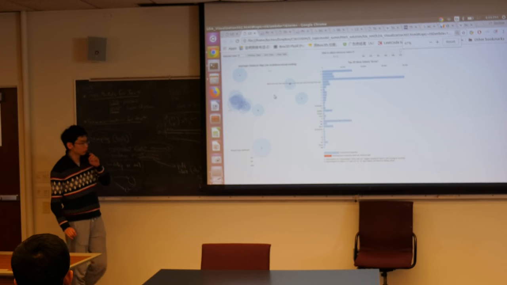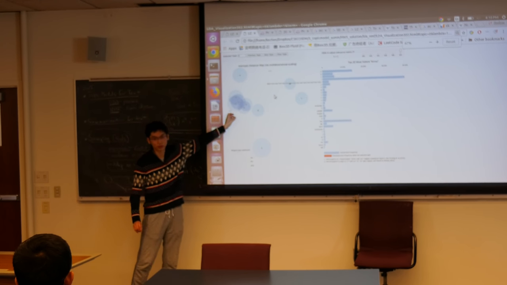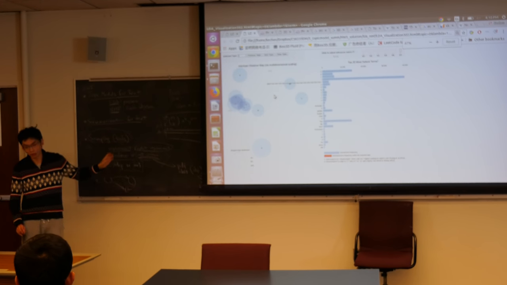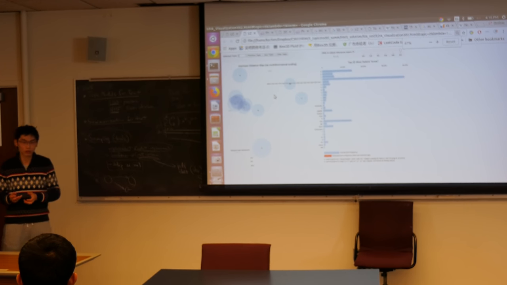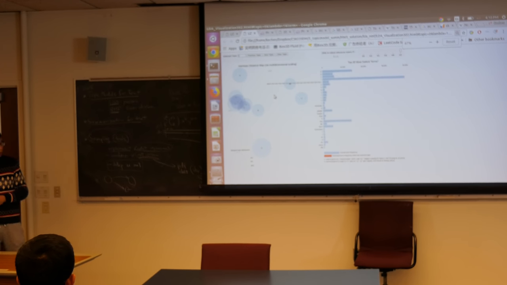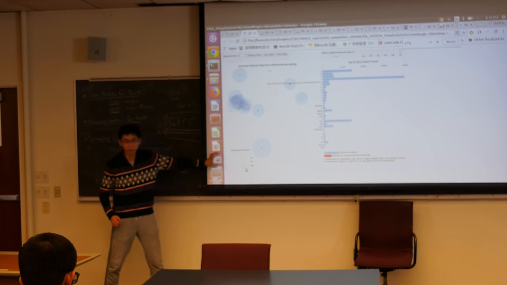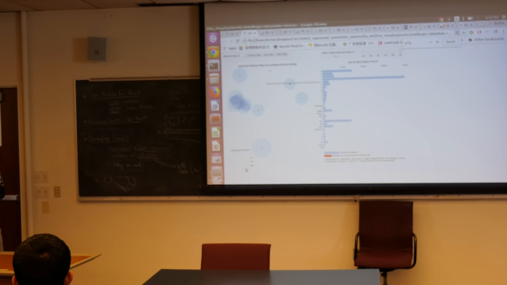The other visual feature here is that the area of the circle is proportional to the prevalence of the topic. It means the larger the circle, the more popular this topic is in the corpus. You can see here, 10% means that if the circle is this size, this topic comprises 10% of the corpus.